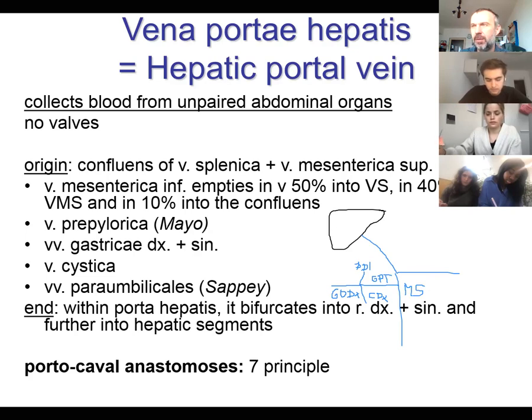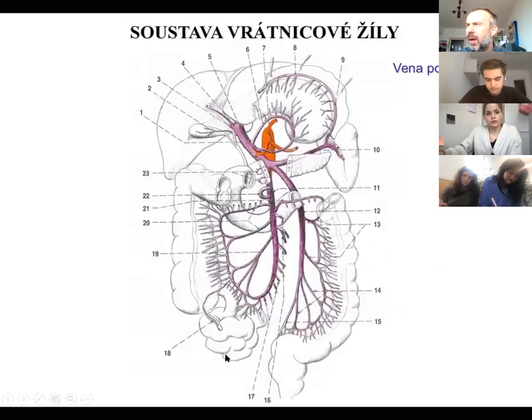Okay, now we can continue. And the trunk is, I think, cut here. Yeah, that's the trunk.